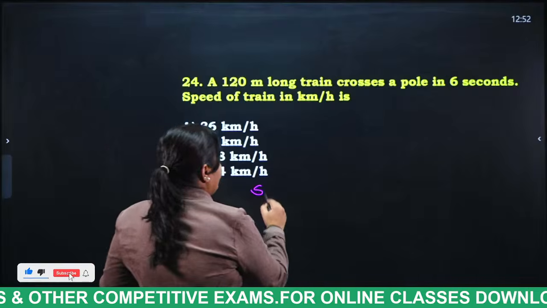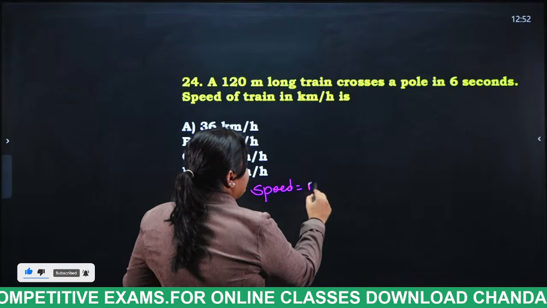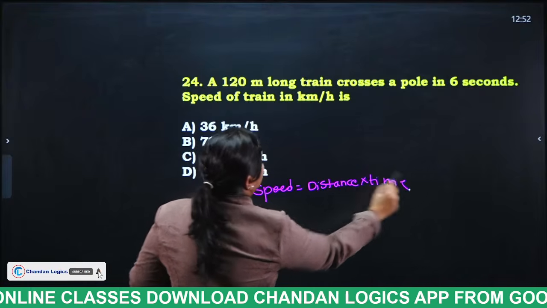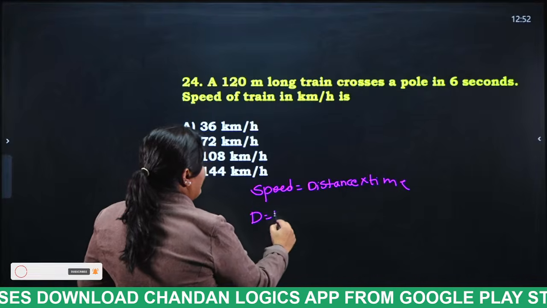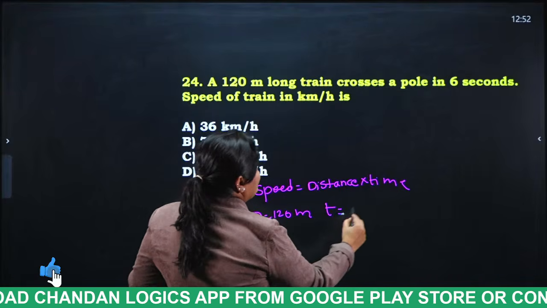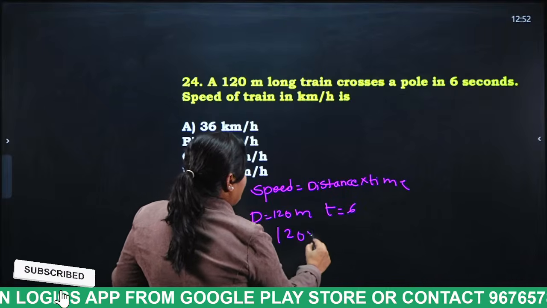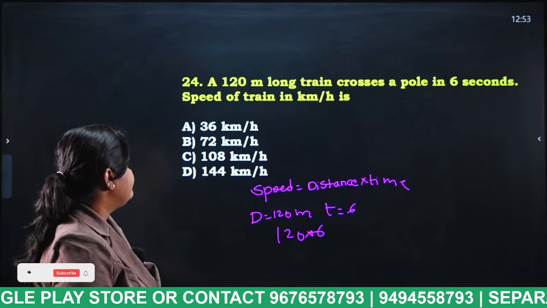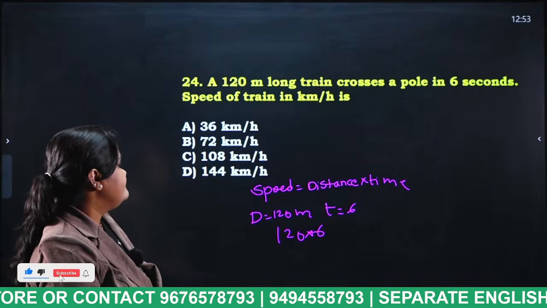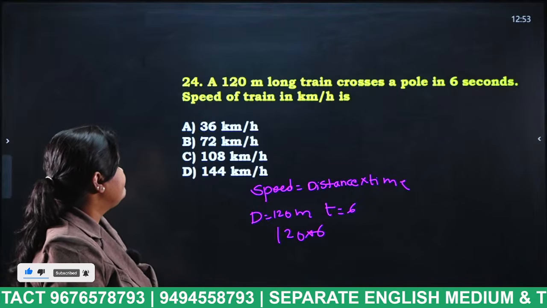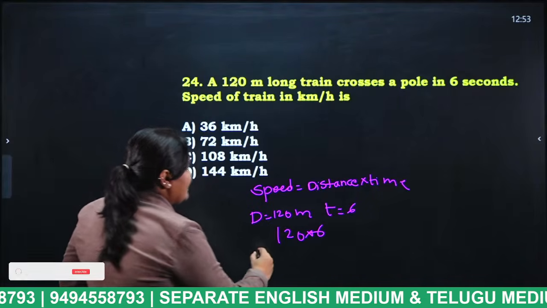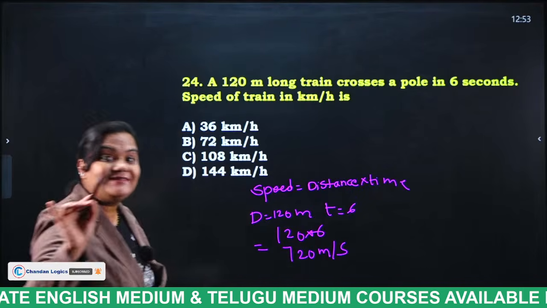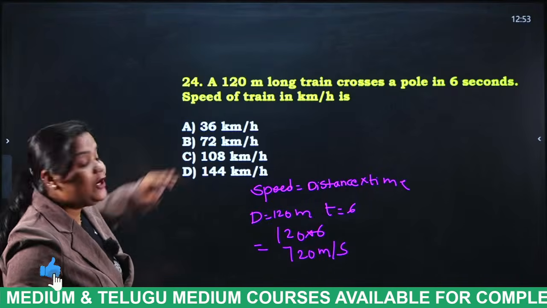Speed is equal to distance into time. Okay. So they have given you the distance, which is 120 meters, and time is equal to 6 seconds. So 120 into 6. Solve it. So what will you get, students? 720 meters per second.